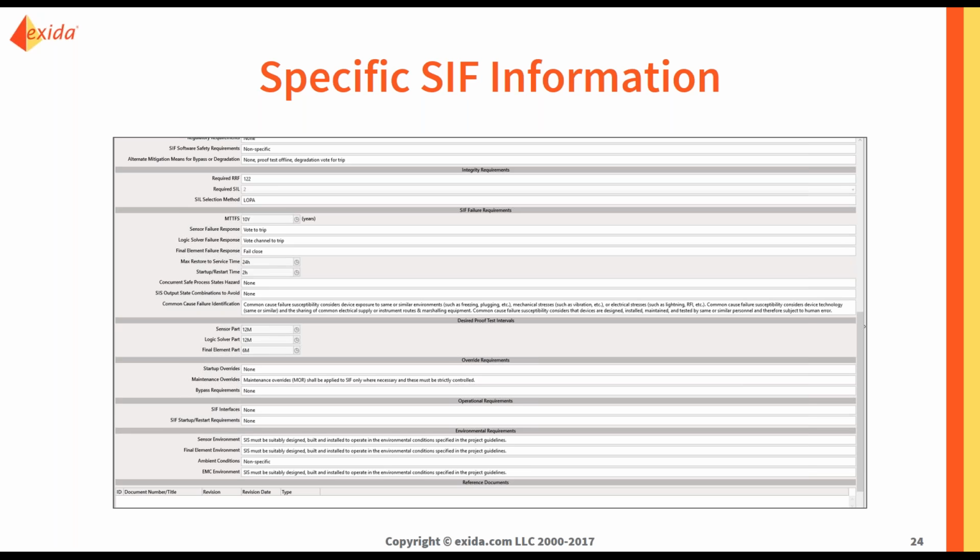We have desired proof test intervals again for the specific SIF. Again, if you want to apply that general SIF information, that's fine. But if you decide for this SIF you want a different interval, you can override that here. So you can see what this template is doing. It's listing all of the requirements for you. It's giving you a good way to automatically generate a report.